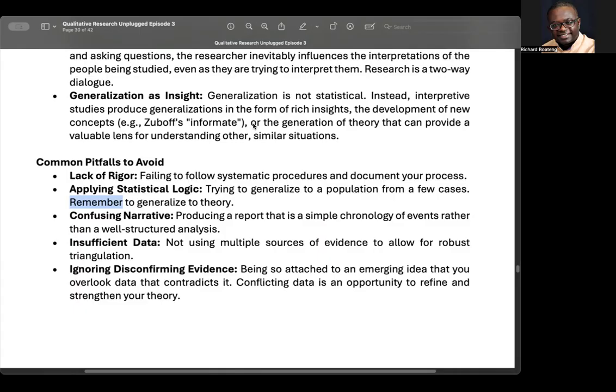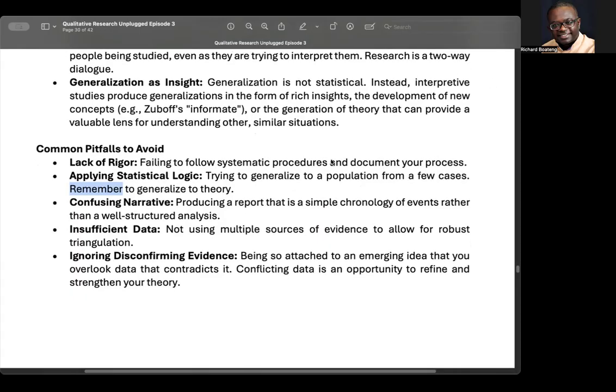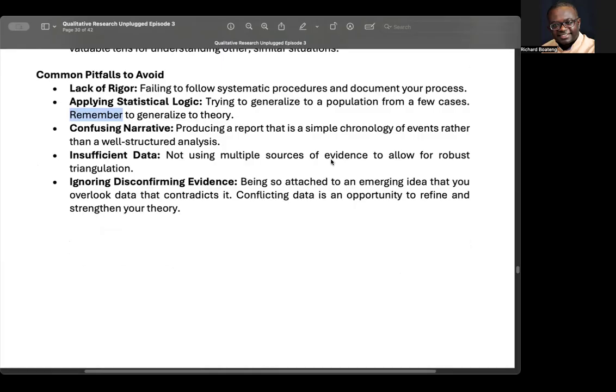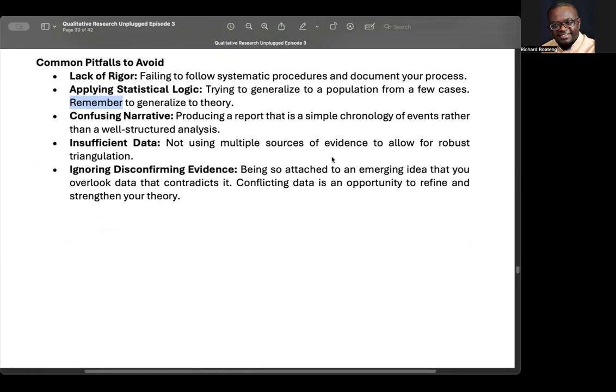Not enough cross-checking. Right. And finally, a subtle but important one. Ignoring or downplaying disconfirming evidence. It's natural to get attached to your emerging ideas or themes, but you have to actively look for data that contradicts or challenges your interpretation. Don't just sweep it under the rug. Addressing conflicting data honestly is actually an opportunity to refine your theory, make it more nuanced, and ultimately produce stronger, more credible research. Don't be afraid of complexity.